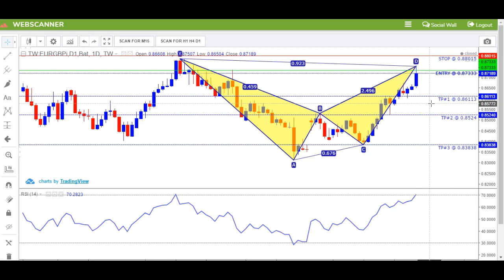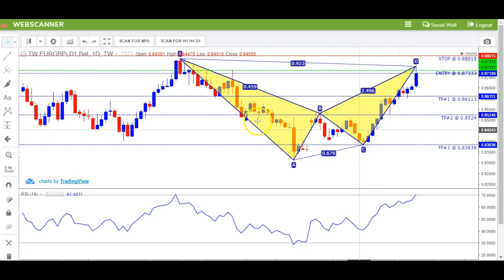Now I personally always go with take profit 1. Sometimes I close the trades before they even reach the first take profit, but if you are more risk tolerant, then you can go with the higher take profit numbers. So when you're looking for a trade setup that you can use, the first thing that you need to look for is how far the candlesticks have come past the end of the harmonic pattern.